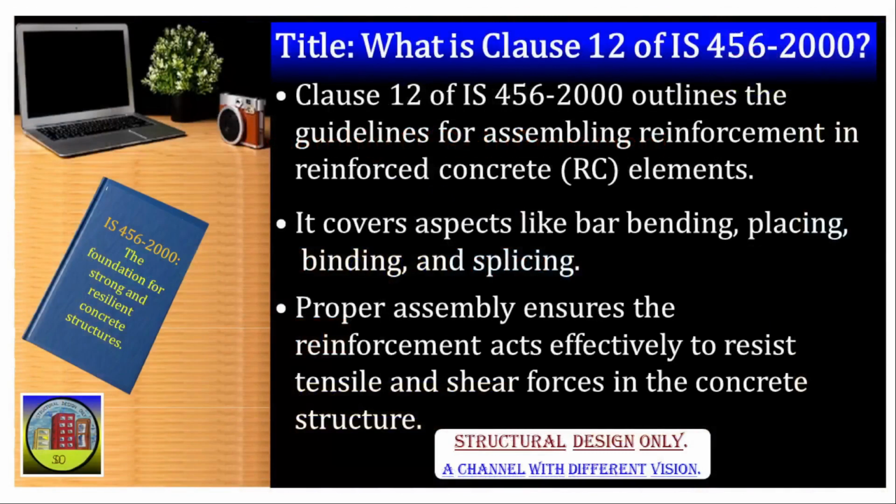Title of this slide: What is Clause 12 of IS-456-2000? Now we'll delve into Clause 12 of IS-456-2000, a crucial standard in India for plain and reinforced concrete code of practice. Clause 12 focuses on the assembly of reinforcement, ensuring the proper placement and arrangement of steel bars in concrete structures for optimal performance. By understanding this clause, we can construct safe and durable reinforced concrete buildings. It covers aspects like bar bending, placing, binding, and splicing. Proper assembly ensures the reinforcement acts effectively to resist tensile and shear forces in the concrete structure.